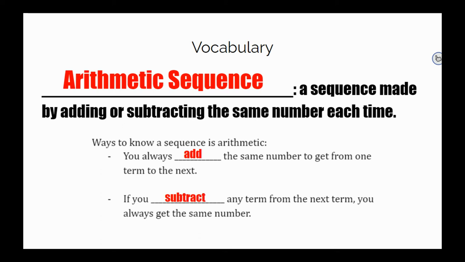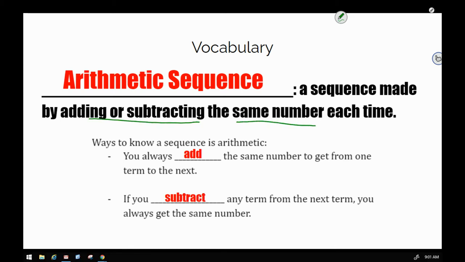Okay, it's a sequence made by adding or subtracting the same number every time. So which one of those sequences that we just looked at was arithmetic? A, because A added 10 every time. B added a different number every time. So B wasn't arithmetic and it wasn't geometric, so it was neither. You have three options here: arithmetic, geometric, or neither. The same number, adding and subtracting.